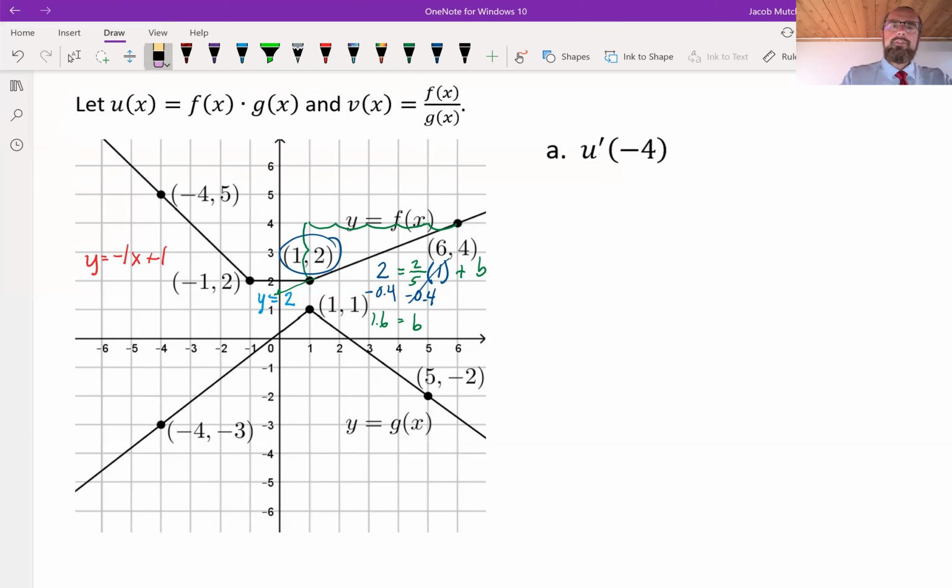So what I'll do then is I'll return my variables, and for b, I'm going to write plus 1.6. And that gives me my equations for those three pieces to my f of x, that upper function. Let's do something similar for my lower g of x.